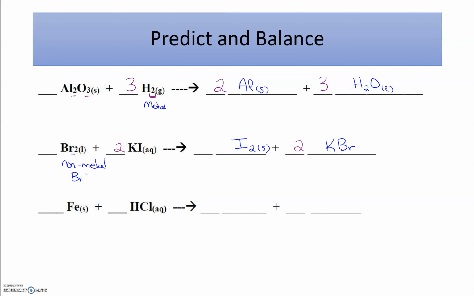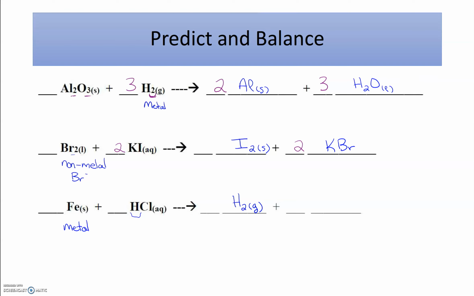And let's do this last one that we've got here. So here I've got iron reacting with hydrogen chloride. So I've got a metal reacting with a compound. And because it's a metal, that means that it's going to replace the cation. So that tells me that hydrogen is going to be the guy who's off by himself. So I'm going to write hydrogen, and he's a gas.